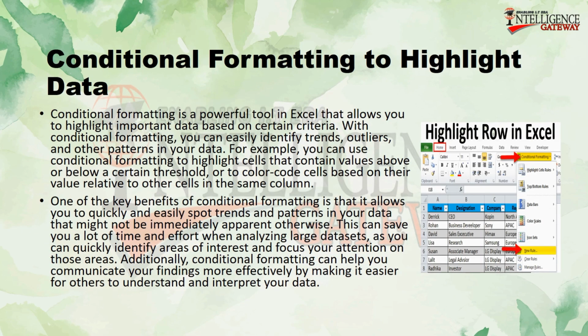Conditional formatting to highlight data. Conditional formatting is a powerful tool in Excel that allows you to highlight important data based on certain criteria. With conditional formatting, you can easily identify trends, outliers, and other patterns in your data. For example, you can use conditional formatting to highlight cells that contain values above or below a certain threshold, or to color code cells based on their value relative to other cells in the same column.